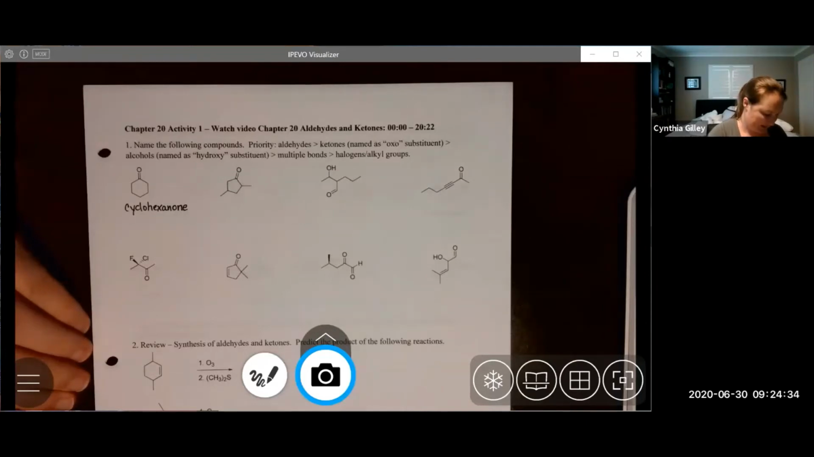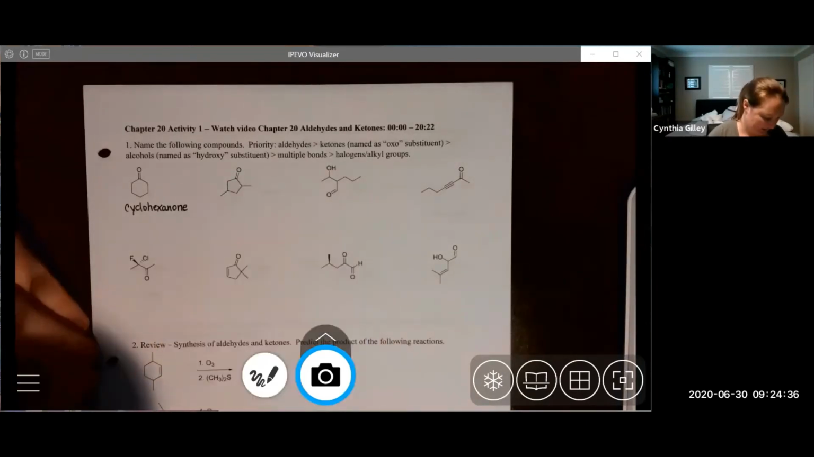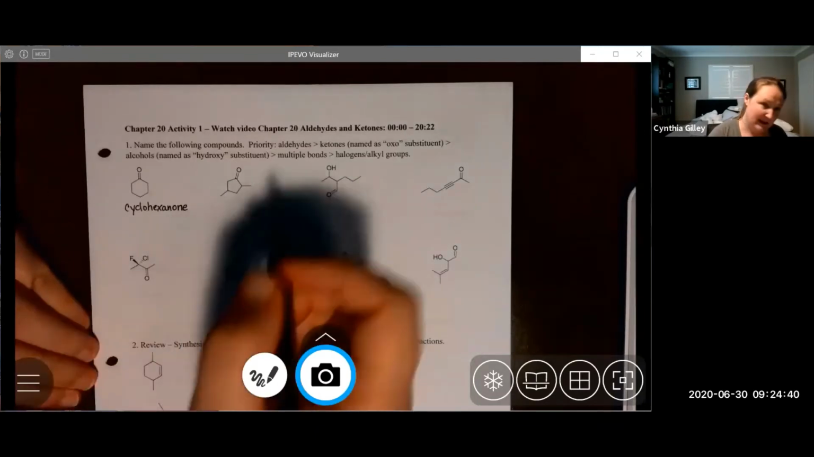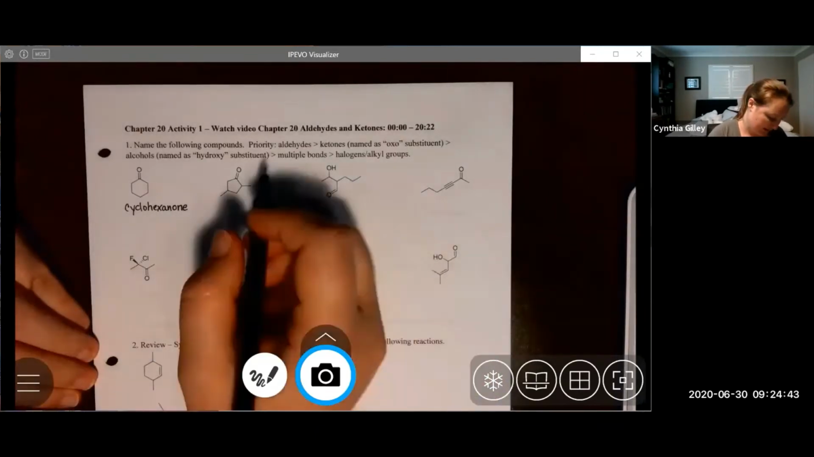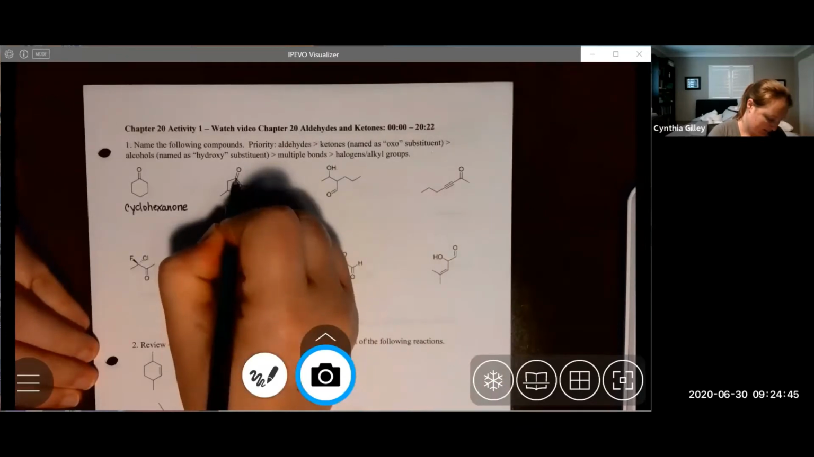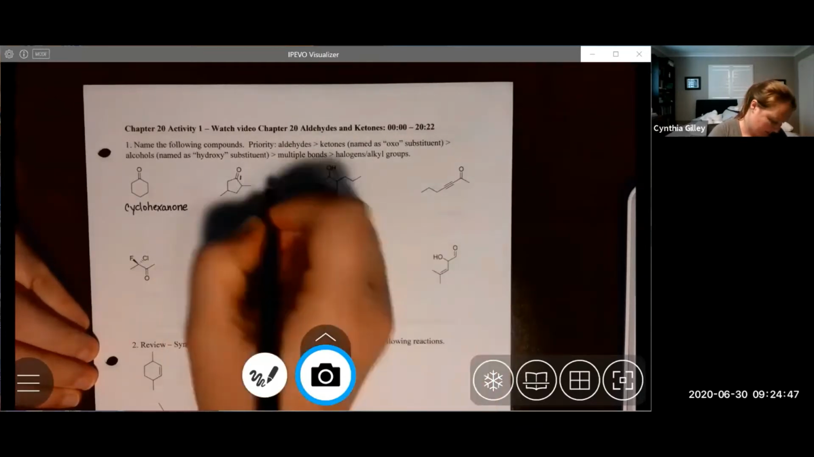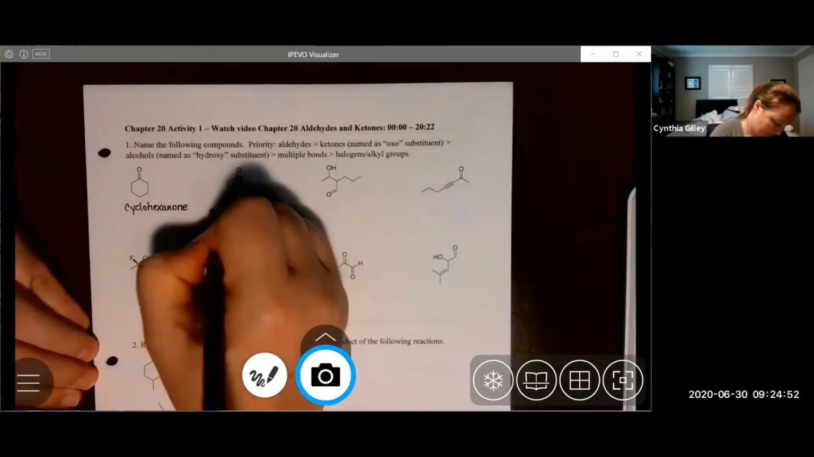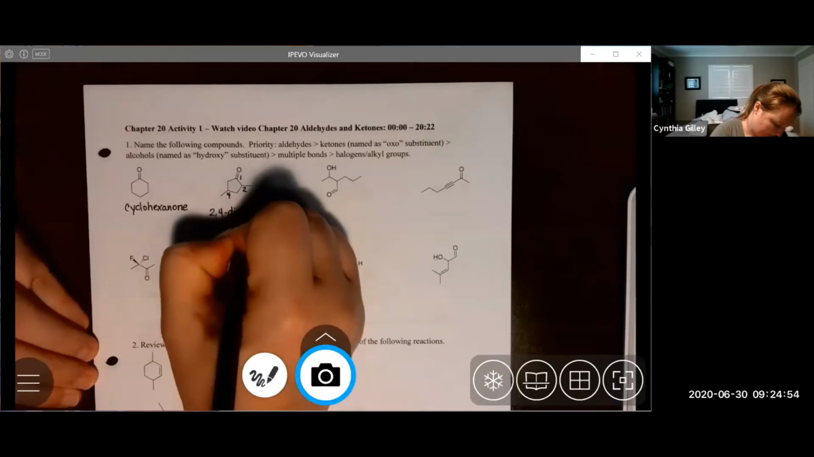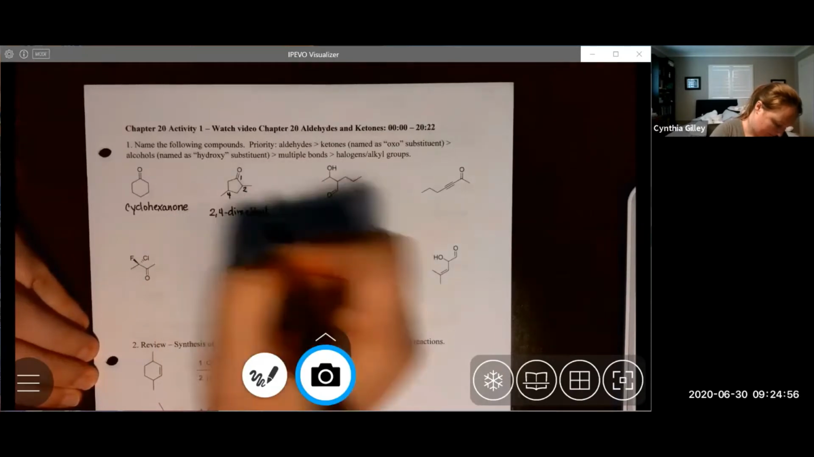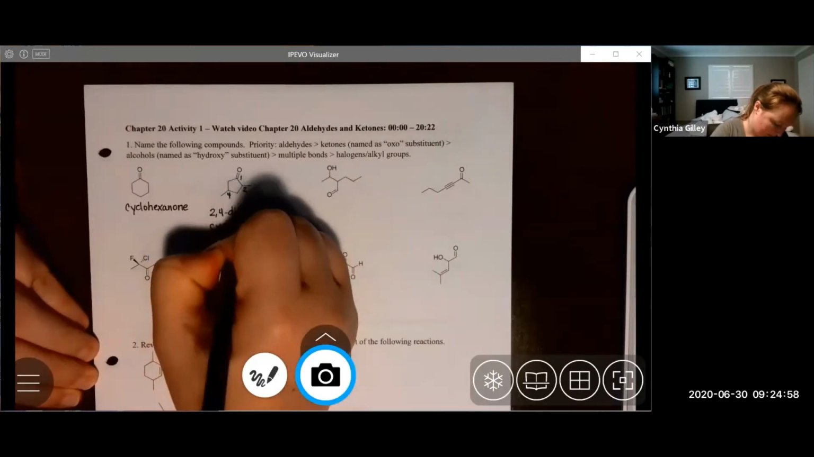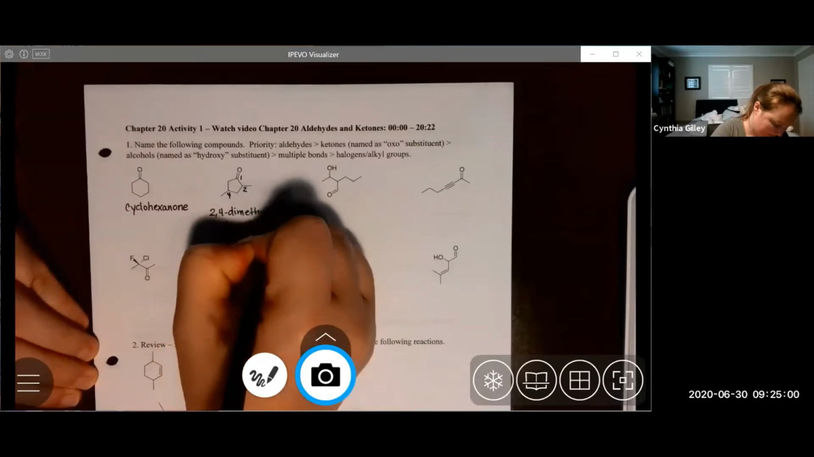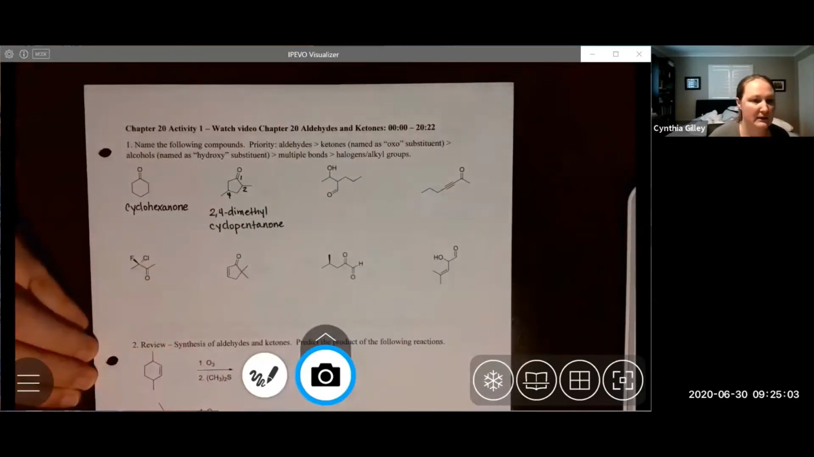Okay, we have another cyclic ketone. In this case now, we have some methyl substituents. When we're naming it as a ketone, the numbering starts at the carbonyl carbon. 1, 2, 3, 4. We have 2,4-dimethylcyclopentanone. Don't forget the cyclo is important as part of the parent name.